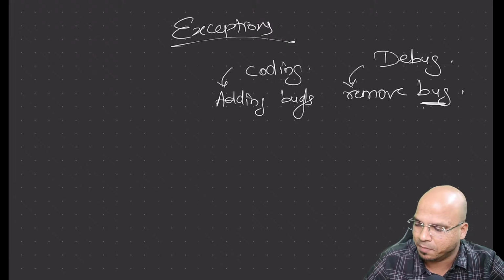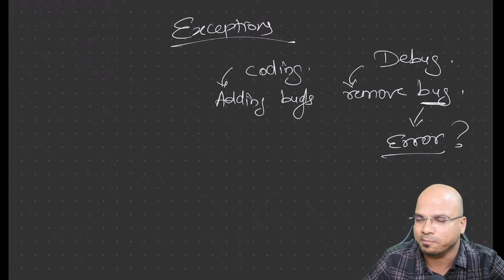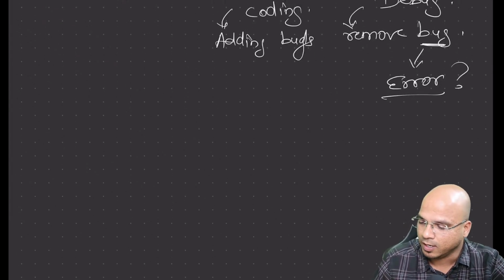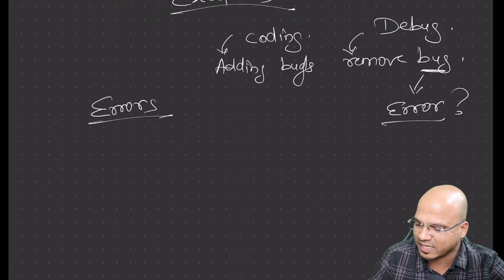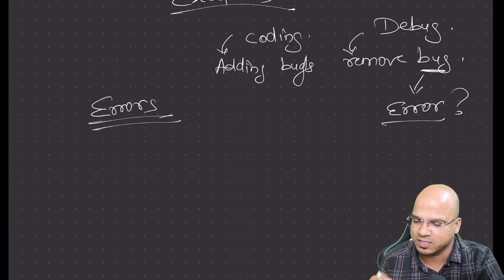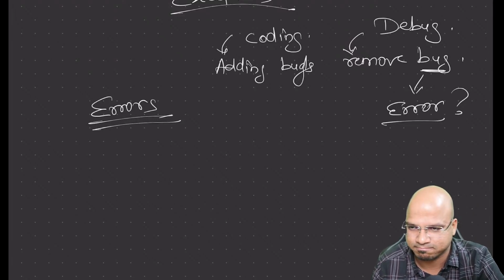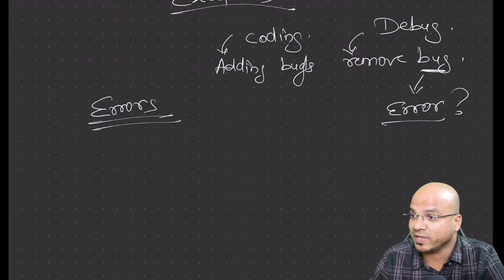Now, is a bug an error? Can you define a bug as an error? We have to understand that first before talking about exceptions. To do that, I will talk about errors first. What do you mean by error? Error simply means that you have done something which is not expected. It can be an error where you get the error at compile time, or at runtime, or you don't even get an error.